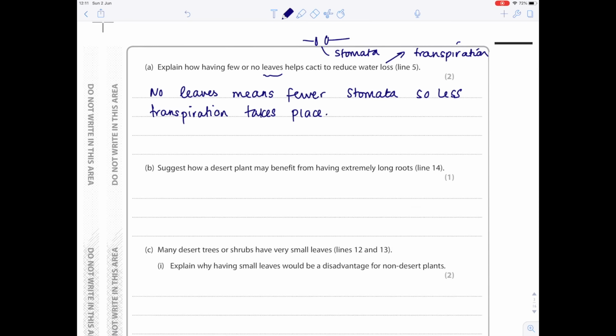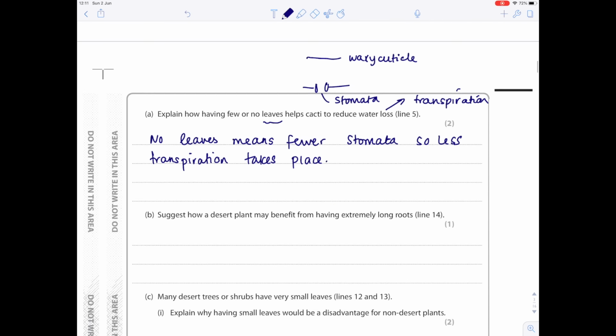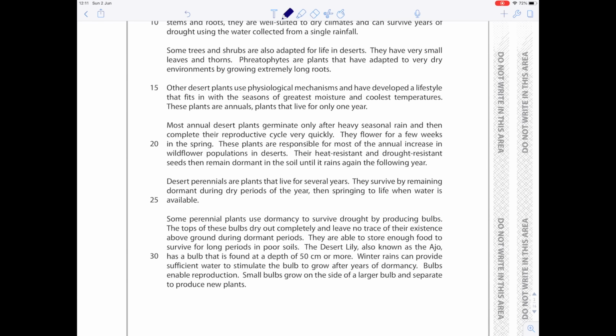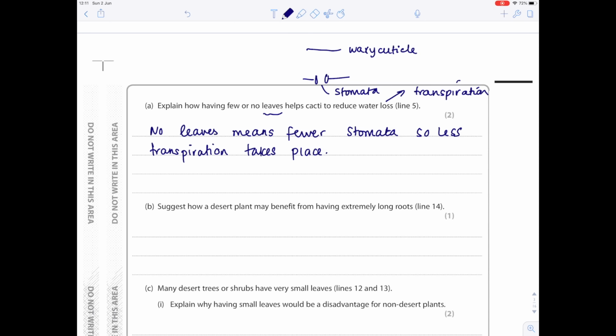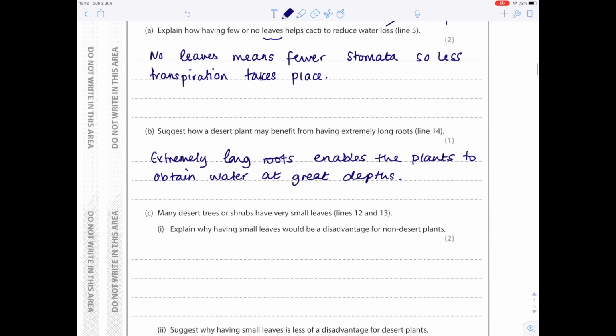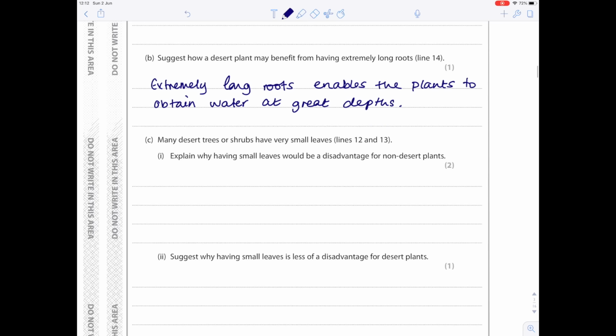Suggest how a desert plant may benefit from having extremely long roots. Line 14. Phreatophytes are plants that have adapted to very dry environments by growing extremely long roots. Again, it hasn't told us anything. So what would be the major advantage of having extremely long roots? Well, that's so that they can reach down and obtain as much water as possible from depth. You could have also said it's for anchorage, which is to hold the plant down.